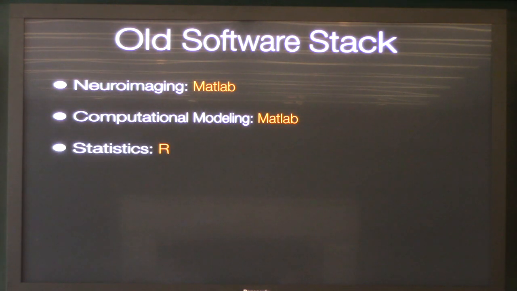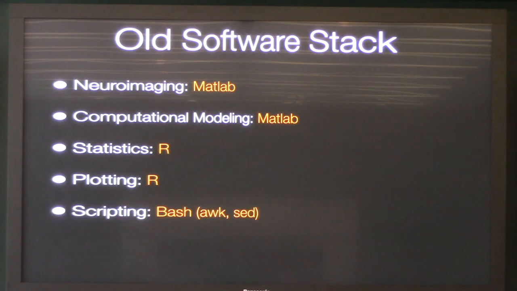For statistics, I was using R. For plotting, I would mostly do R. So from imaging, I would write out files from MATLAB, load them into R, and then make a plot with 100 lines of code in ggplot. For scripting, I dabbled in Perl and other ones. Somehow I always came back to Bash, and my trusty old friends awk and sed. I pray that you never have to use them, because it is a terrible way to do scripting.